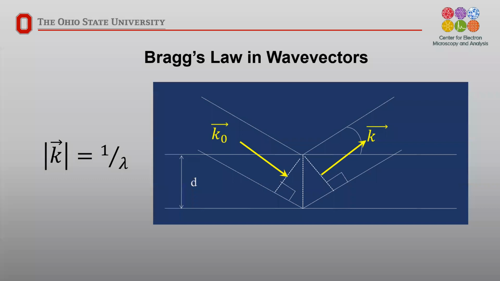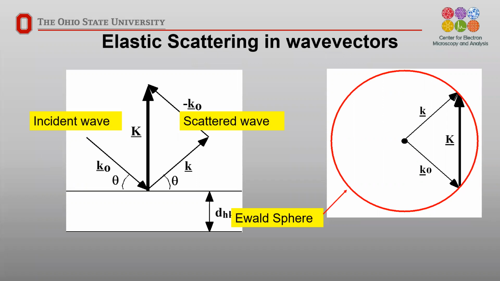So then we can describe our incoming wave with a vector k0, and the outgoing wave, and we'll assume that's in the diffracting condition, as vector k. Well, if you have now a vector that's changed like that, how do you get from k0 to k? Well, you have to add the vector capital K to make the difference between these two. So k0 plus capital K is equal to the outgoing wave vector k, small k. So that is how you would describe the scattering going on. So the crystal is adding the vector capital K.